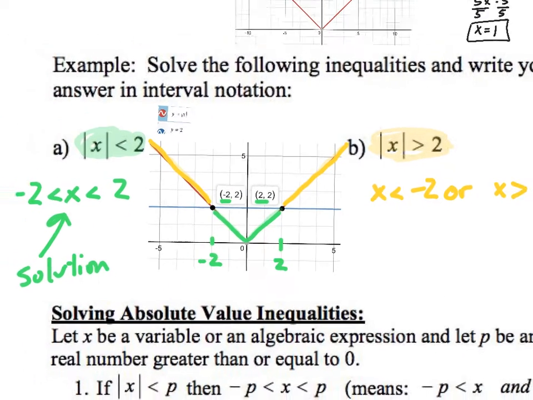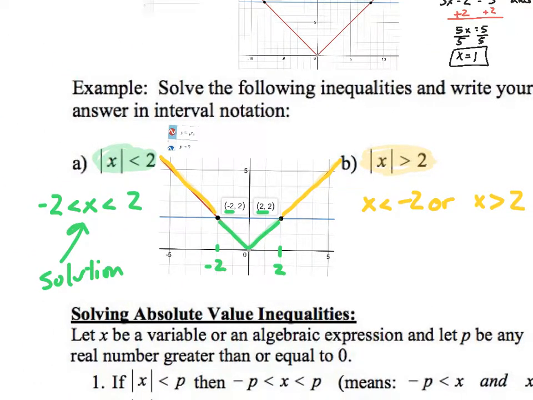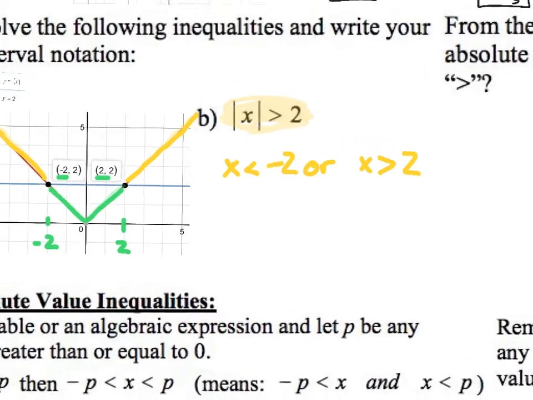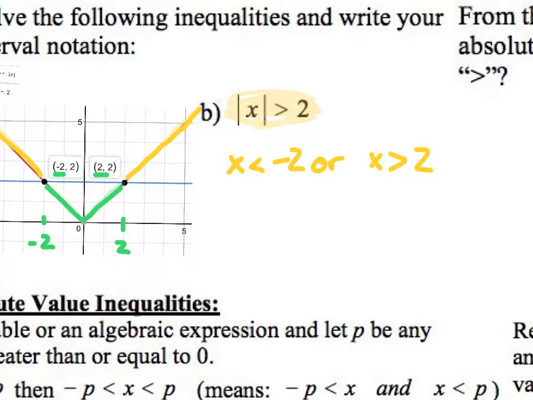So when you're asking these questions, you're looking at the y values. Where are the y values positive, or above this line of 2 or below this line of 2, and then where does that happen on the x-axis? And that's what this part is answering. Okay, and so this is my solution set.